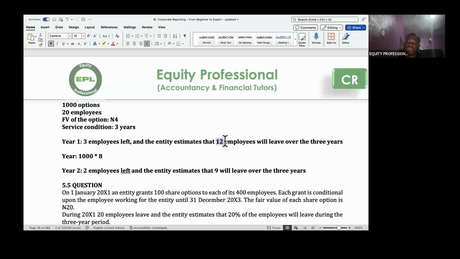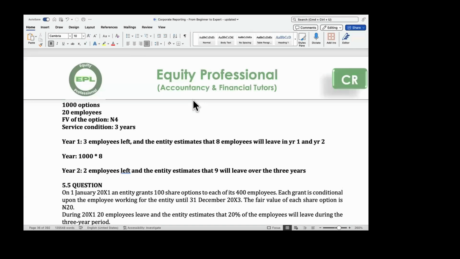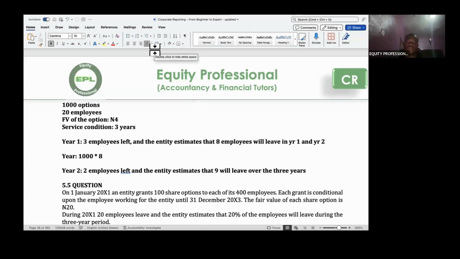Another one I did was if they had told us that 8 employees will leave in year 1 and year 2. So in that case now, Bidemi, can you try this one? You can just type the answer or talk, either one is okay. So how many will vest based on the year 1 estimate? Sorry, it can be in year 2 and year 3. That's what it should be, because we need an estimate for the 3 years.